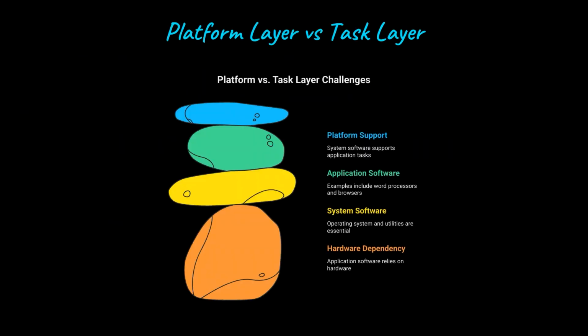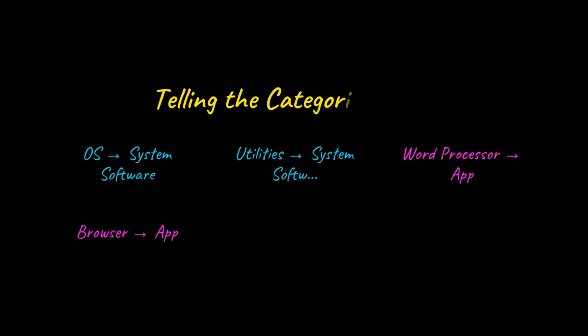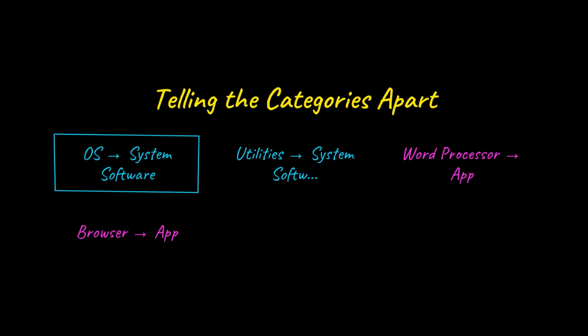Application software sits on top, calling on system software for memory, storage, and device access rather than touching hardware directly. A word processor, for example, asks the operating system to open a file. The operating system does the low-level work and hands back the result. The markers for system software are words like platform, supports other programs, operating system, and utilities.